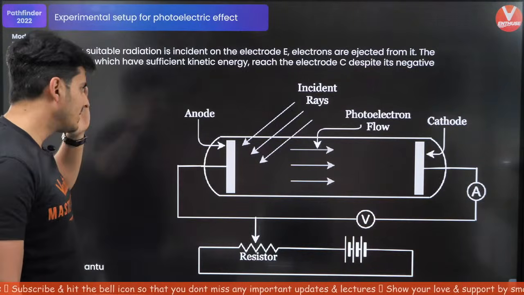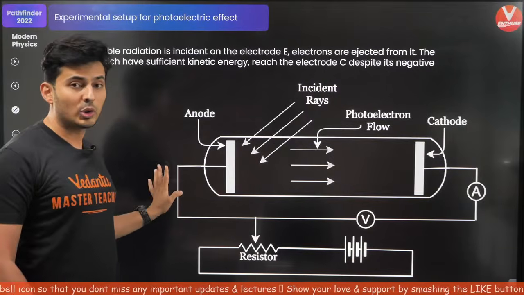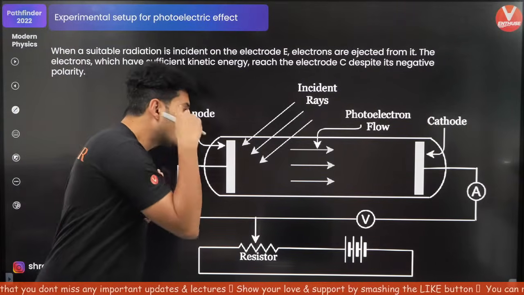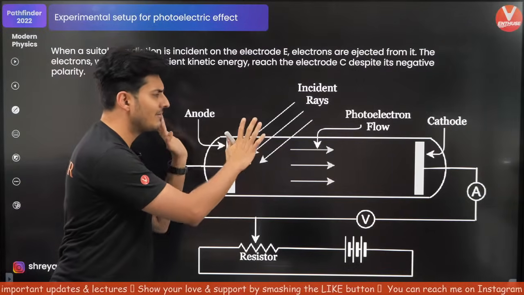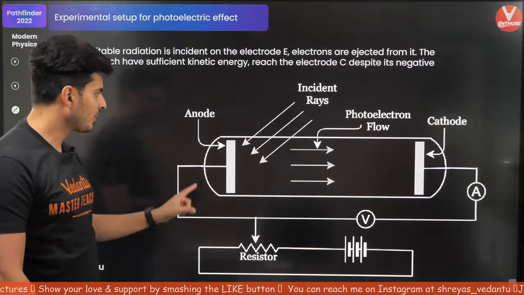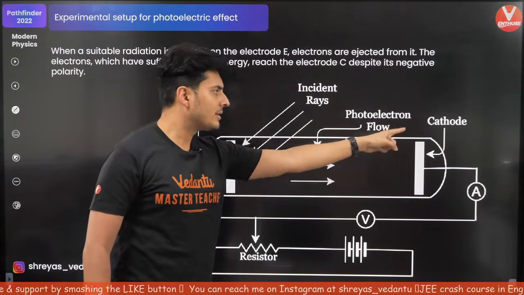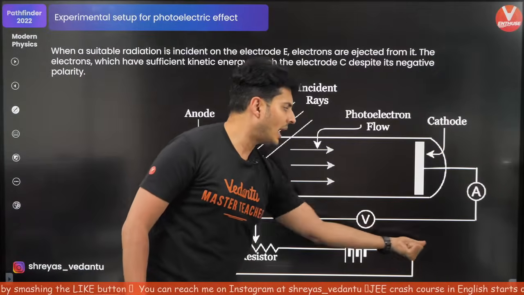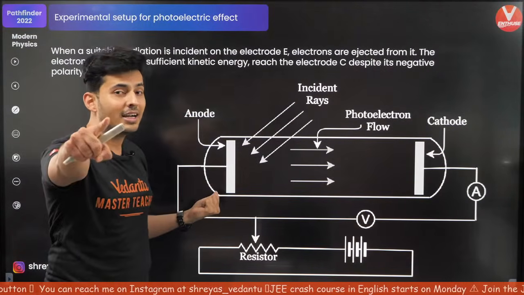So keeping all these things in mind, this is the basic block diagram of the photoelectric effect, which you should know from the board's perspective. From the JEE perspective, most of the time this diagram is given and questions are asked based on this. So light falls over here, electrons are ejected, they are caught at the collector, and you will see the current will start flowing. Why will the current start flowing?